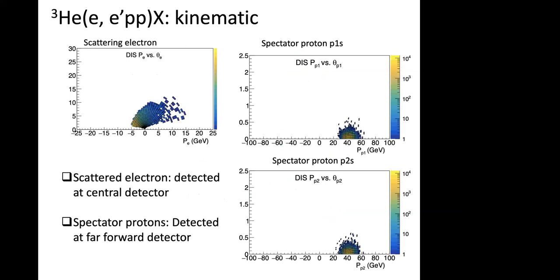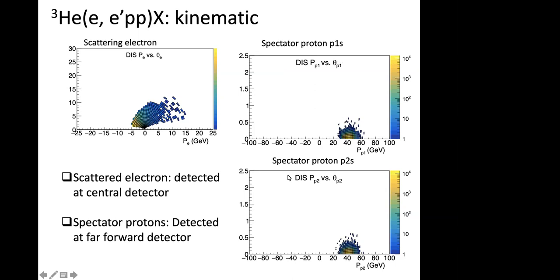The first thing we do is simulation, in order to see the momentum and angle distribution of these events. Because we need to detect the electron and both spectator protons, we check the momentum and angle of all three final-state particles. The top plot shows the scattering angle and momentum distribution of the scattered electron. You can see that this angle distribution goes to larger angles, so the scattered electron can be detected at the central detector.